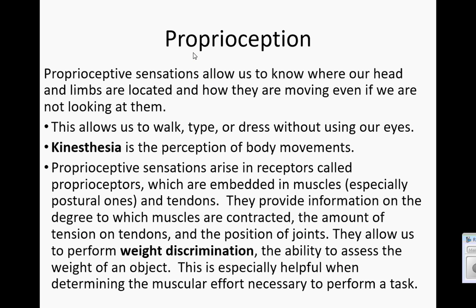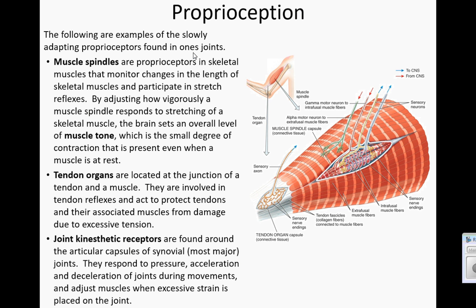And then joint kinesthetic receptors, which we haven't really talked about before. Ultimately, these three different types provide us with information on the degree to which muscles are contracted, the amount of tension placed on tendons, and the position of our joints. This allows us to perform what's called weight discrimination, the ability to assess the weight of an object, which would be especially important if you're trying to lift something that is super heavy or super light, so you know how much force you need to utilize to perform the task, how much muscular effort is necessary.